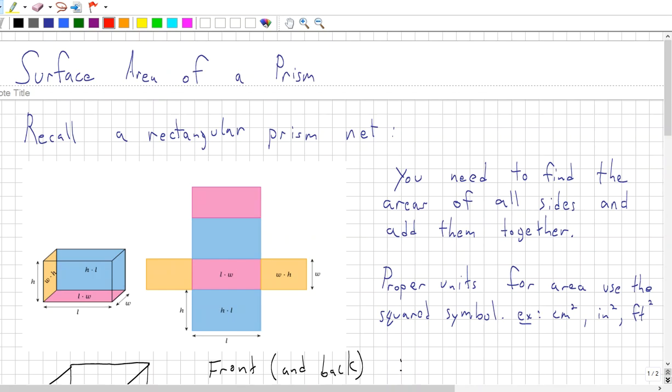Now we're going to look at surface area of a prism. We looked at nets, how the nets form the shapes of 3D objects. Now we're going to look at taking all of those faces of the object and finding the areas of each face and then adding all those together.